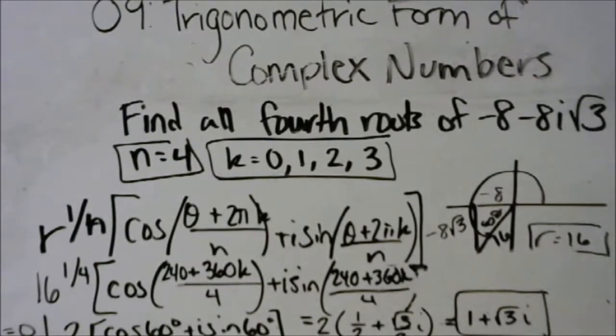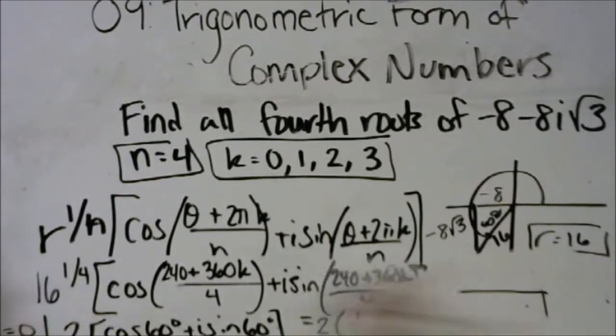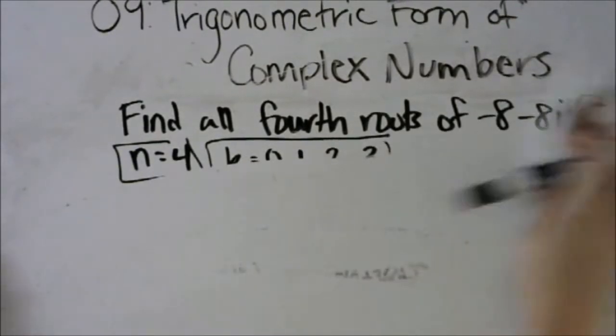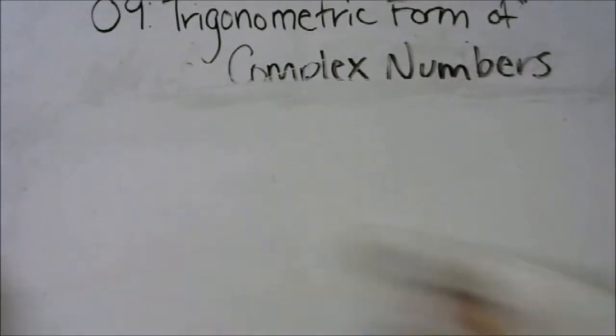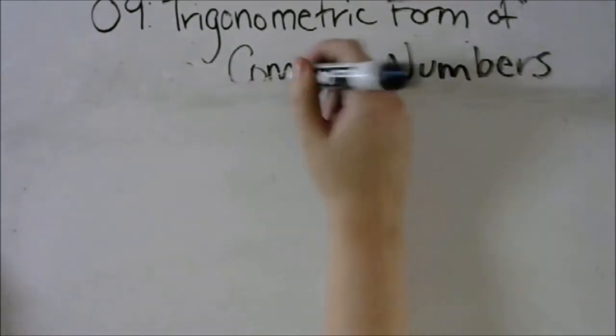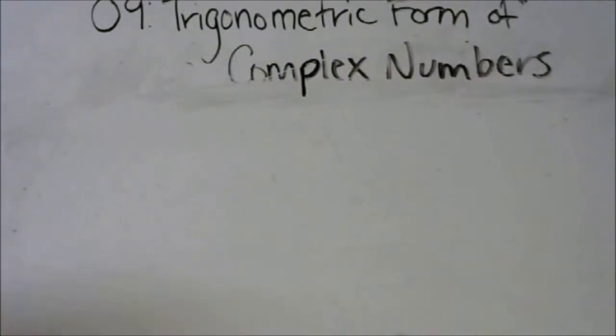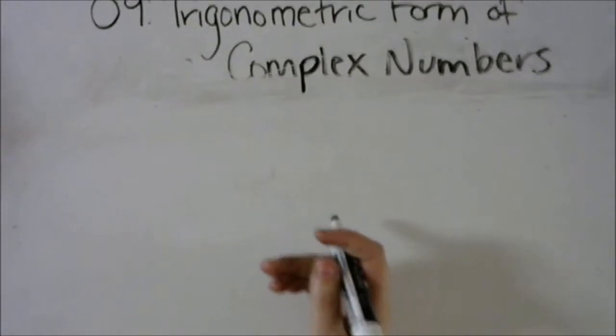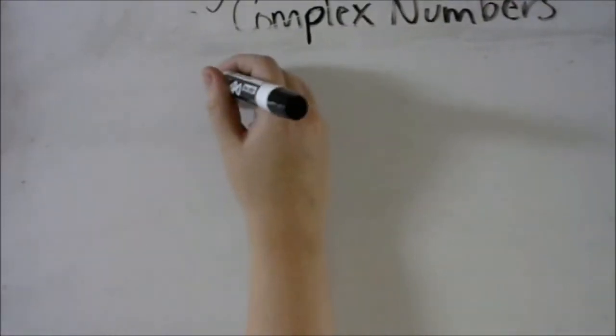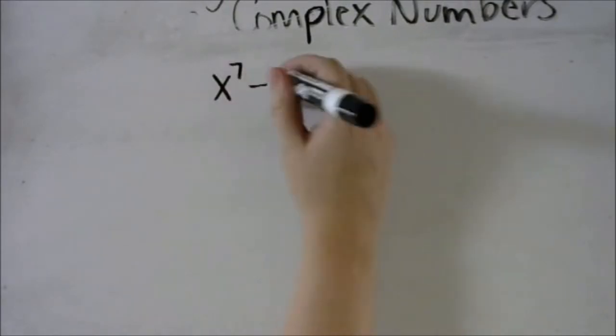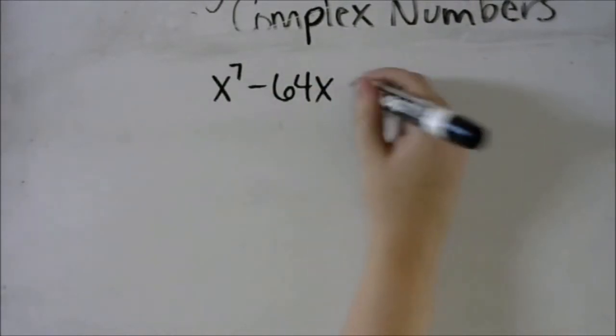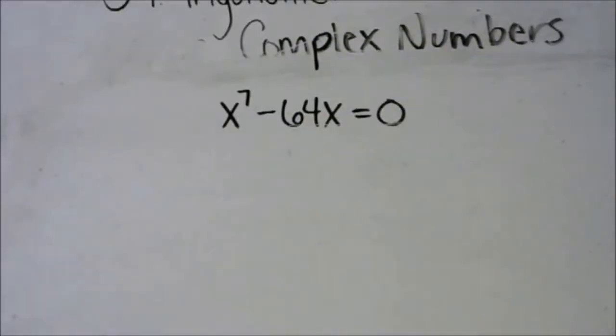The last thing we want to do is the application of finding the nth roots. So why would you need the nth roots? Basically, we need to find roots when we're faced with an equation that has an exponent. The example that I would like to use is x to the 7th minus 64x equals 0. I'm going to use my nth roots of a complex number to solve this problem.